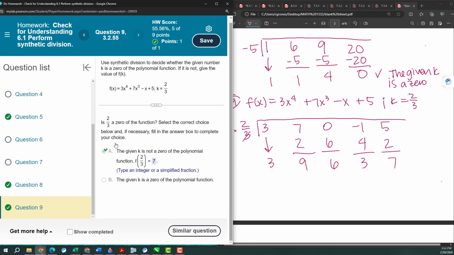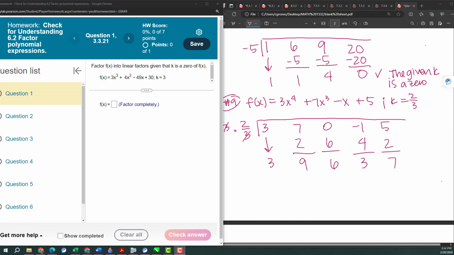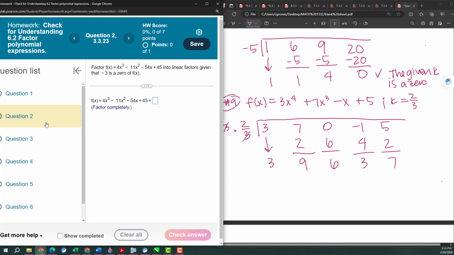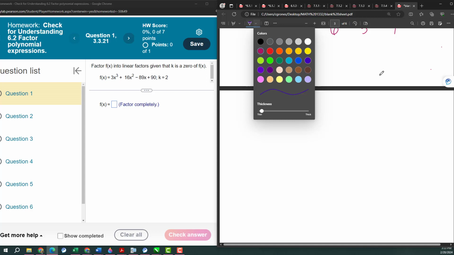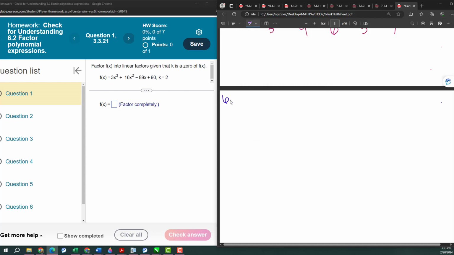Our remainder is 7. Okay, so that is the check for understanding 6.1, the questions to look out for on the test. For 6.2, we will start with number 1. So this is 6.2, number 1. And we are going to factor f of x into linear factors given that k is a 0 of f of x. Okay?